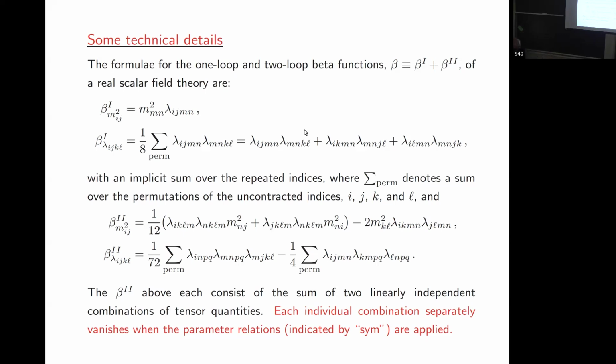So as you go up in order of perturbation theory, when a beta function is equal to 0, it's a much stronger constraint. There are lots of linearly independent pieces that make up that 0, and each one of them has to be 0 separately. And we did check that that's exactly what happens.